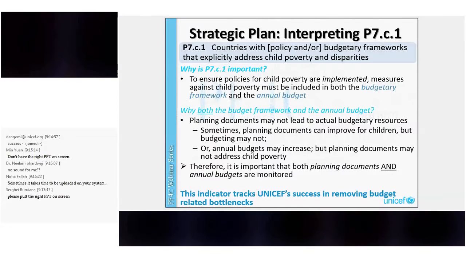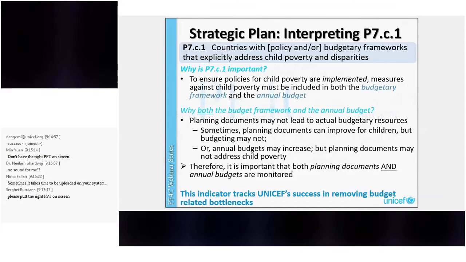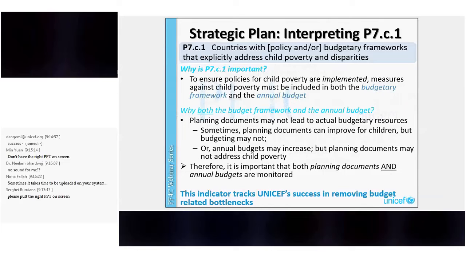Now, the budget framework for most people is actually the planning documents. It's your PRSP, it's your national plan, your 5-year plan, your 1-year plan. It's a big document. You can find it in Word or PDF. The annual budget is the much scarier thing for most people. It's a big book of numbers.